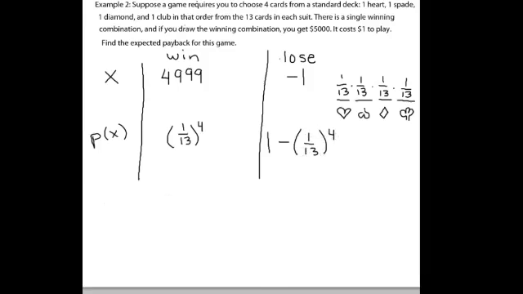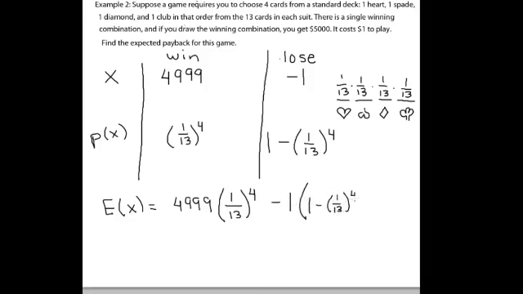So now we have our probabilities. We can compute the expected payback. So then E of x is equal to 4,999 times the probability of winning, so 1/13 to the 4th, minus 1 times the probability of losing, so 1 minus 1 divided by 13 to the 4th. And rounding to the nearest hundredth, this is approximately -0.82.